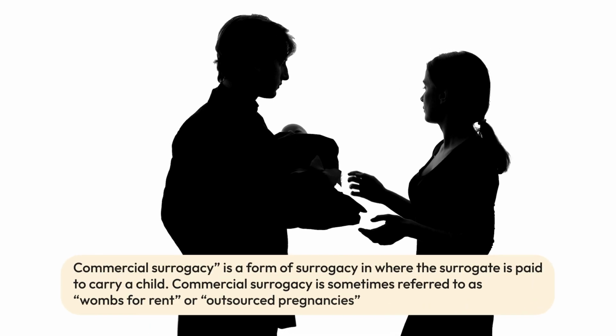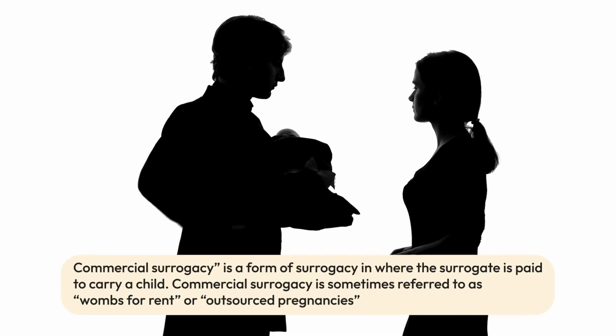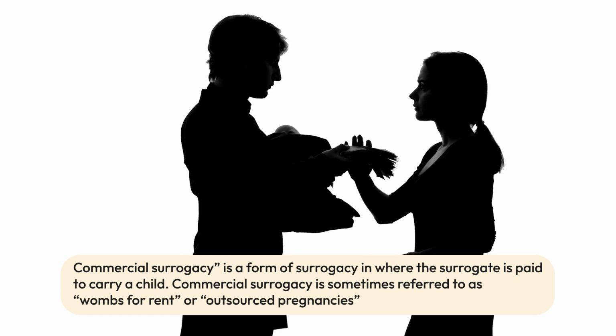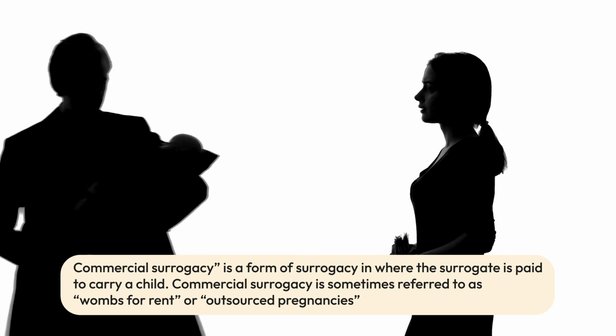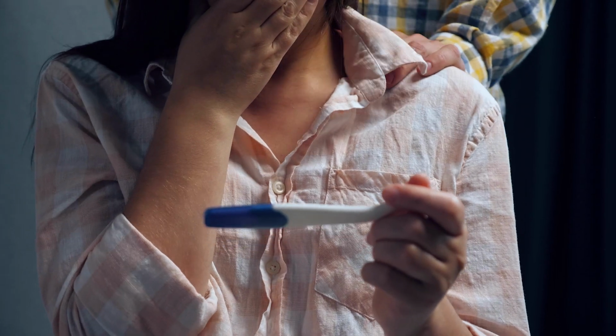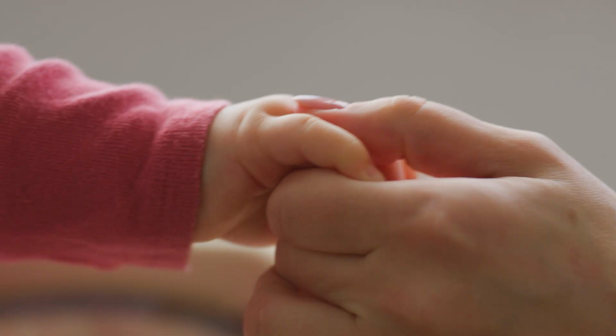Number 4. Commercial surrogacy. Commercial surrogacy is a form of surrogacy where the surrogate mother is paid to carry the child. Commercial surrogacy is sometimes referred to as wombs for rent or outsourced pregnancies. So let's get to the basic question. Why is surrogacy needed? Many couples these days suffer from infertility. Surrogacy helps them realize their dream of having a child.